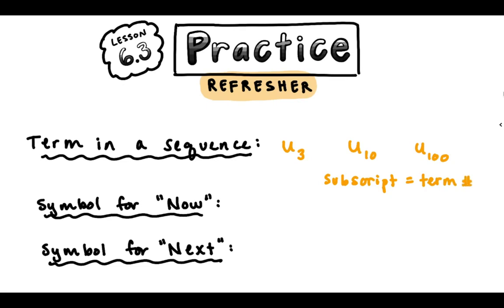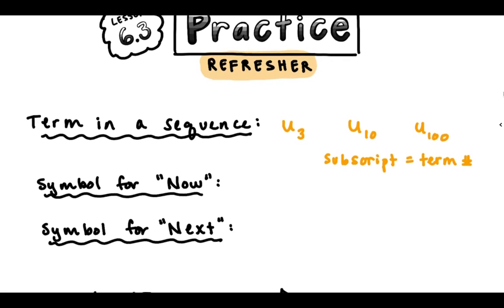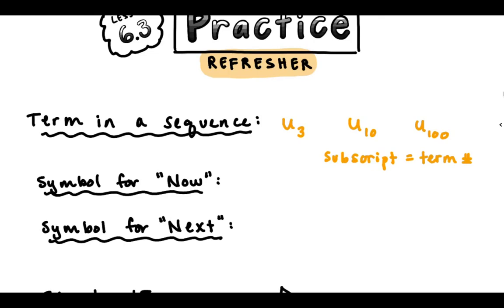All right, then we also learned symbols for the words now and next in our recursive formulas. For now, we used the symbol U sub n. And so we are putting a variable in the subscript, and what that's representing is you could be at any point in the sequence. It's basically a symbolic way of saying wherever you're at in the sequence, whatever term number, whatever term you're at.